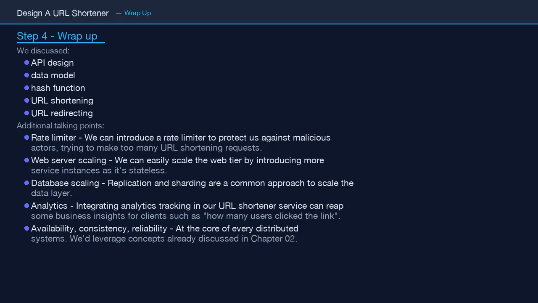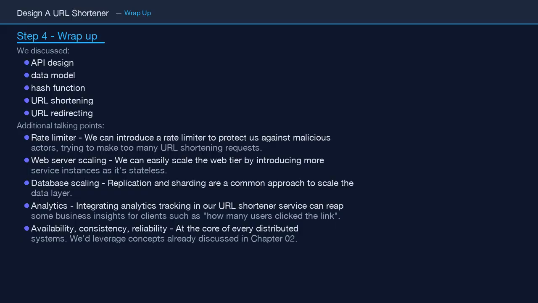Third, the hash function, the mechanism at the heart of generating short, unique keys. Fourth, URL shortening, the end-to-end flow of taking a long URL and producing a shortened one. And fifth, URL redirecting, how we resolve a short code back to the original destination and send the user on their way. Beyond those fundamentals, there are several directions worth exploring if you want to push the design further.